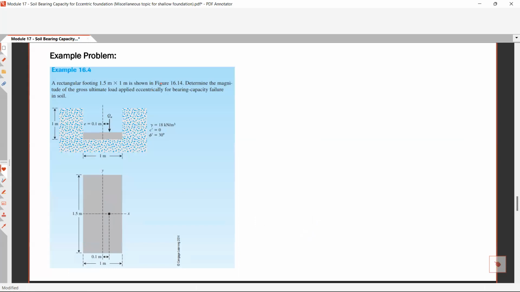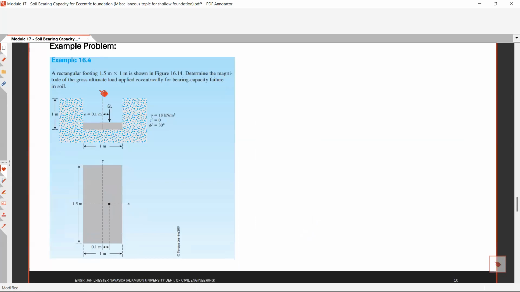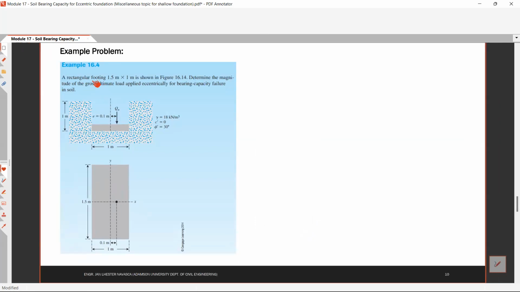And, sige, let's start. So, for example, problem 16.4. So, this is example for problem excerpt from Braha MDAS. Okay. So yung rectangular footing 1.5 by 1 meter is shown in this figure, figure 16.14. So determine the gross ultimate load applied eccentrically for bearing capacity failure in soil. Okay. So ang initial assumptions nila is magkakaroon na ng eccentric foundation, and hinahanap sa geotechnical engineer yung bearing capacity of that eccentric foundation. Okay.